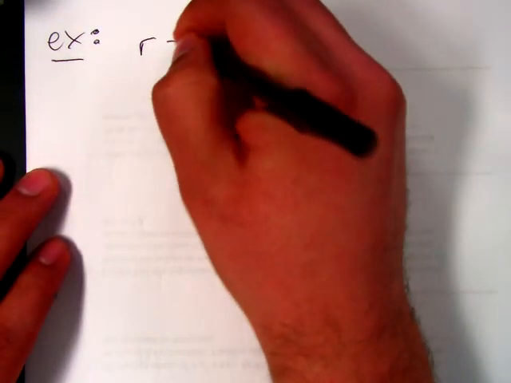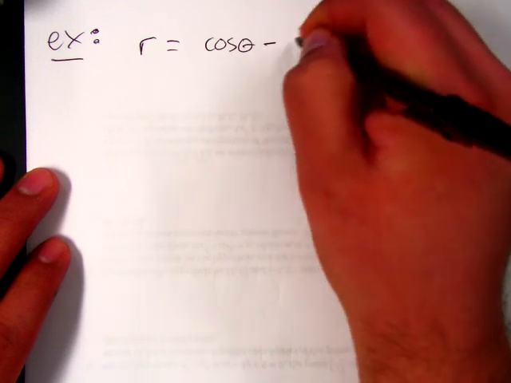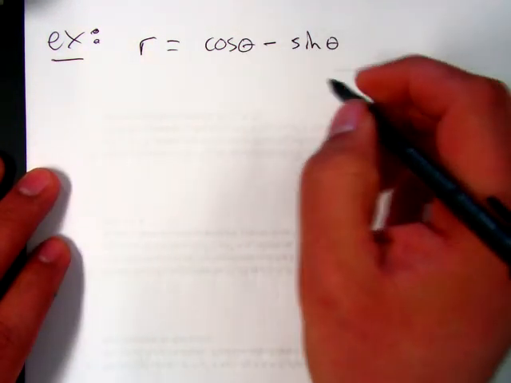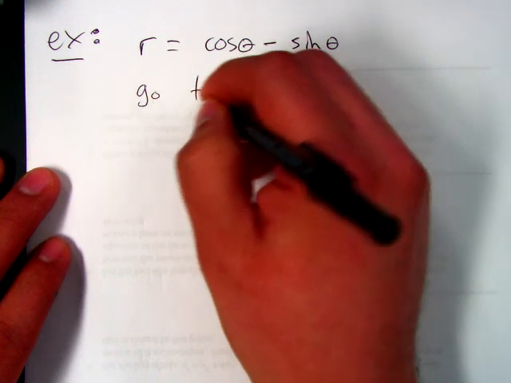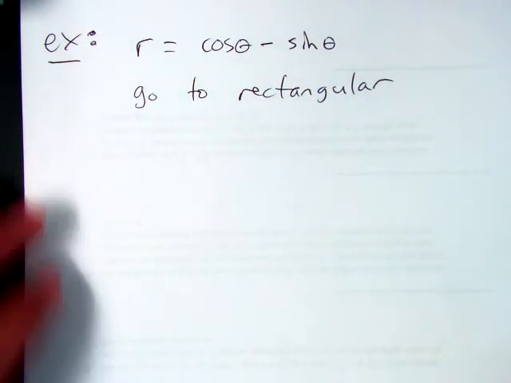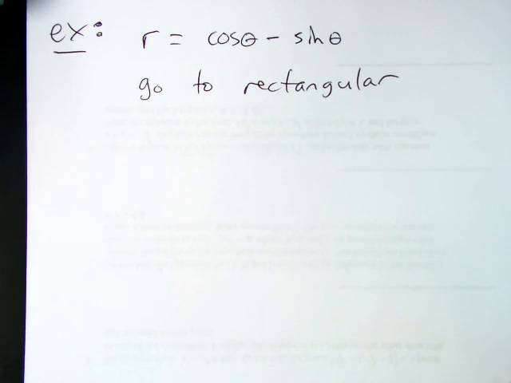So let's say you have r equals cosine theta minus sine theta. This is obviously in polar, so we're going to go to rectangular mode. Okay, this is a little different. It's not hard, but it's just a little weird how we have to get there.